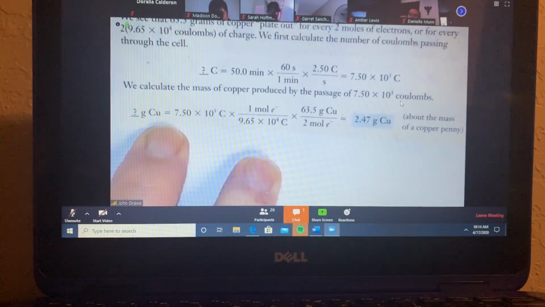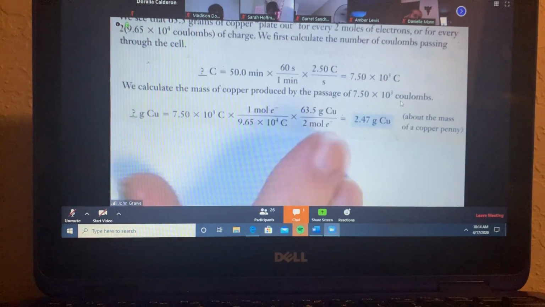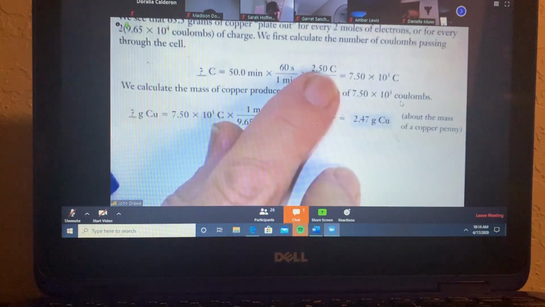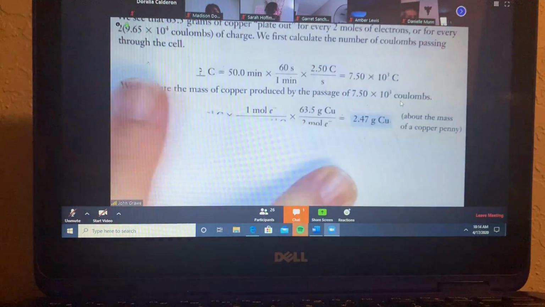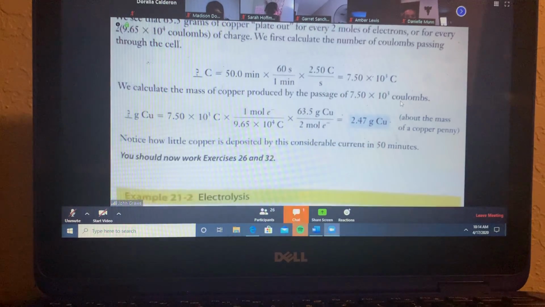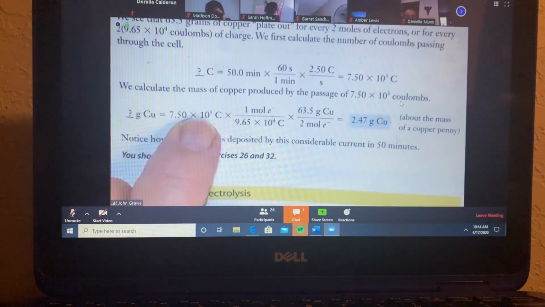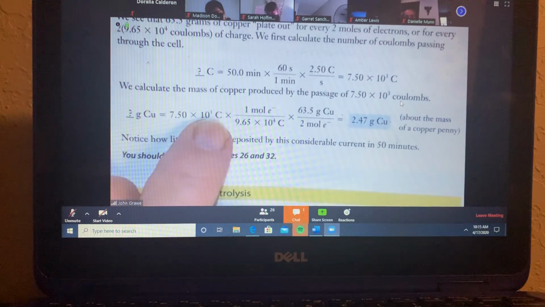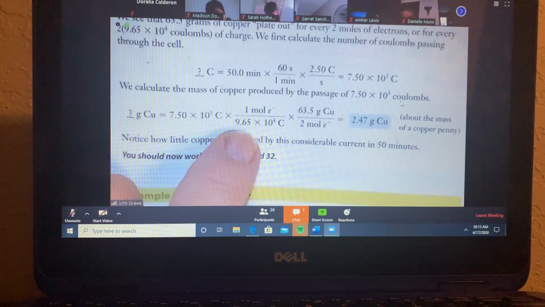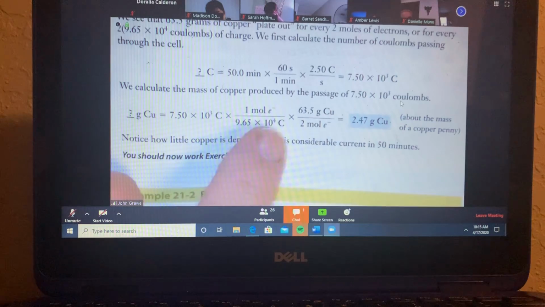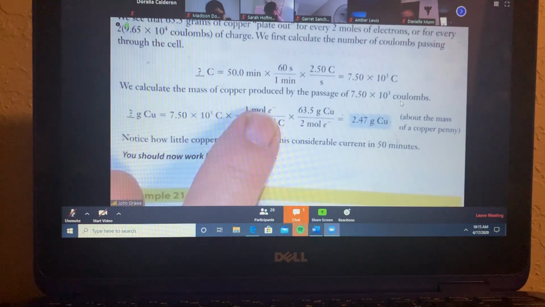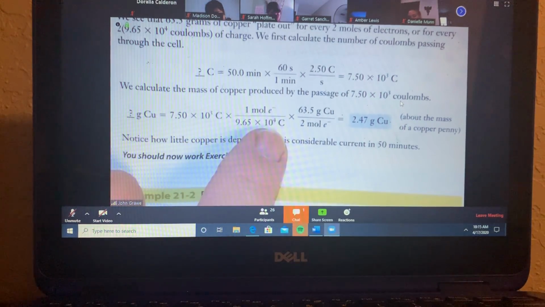You want to know how many grams of copper would be deposited, say, on those shoes or on another object, when we were given 50 minutes and 2.5 amps. So we take the coulombs, and as I said, we had to memorize that there's 96,500 coulombs in 1 mole of electrons. So that's our identity for conversion analysis.